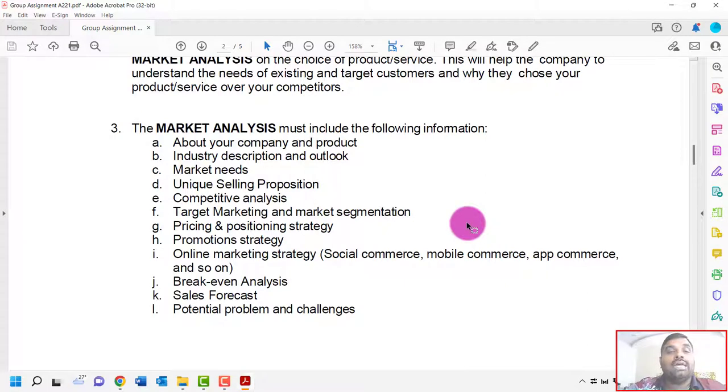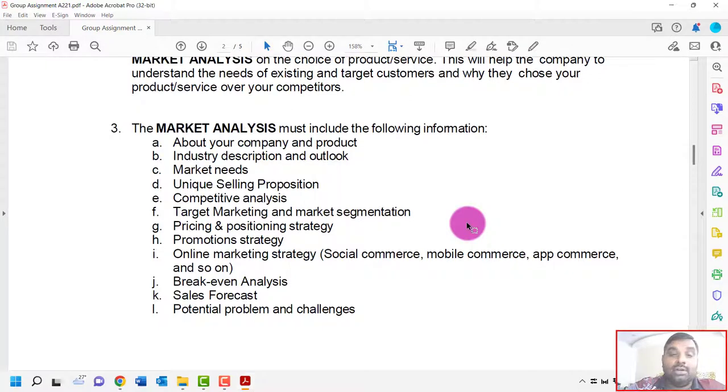Pricing and positioning strategy. How you want to determine the price for the product. And also positioning. Positioning means how you want to tell the customer, or inform your customer, about your existence. And promotion strategies. So how you want to promote your product.